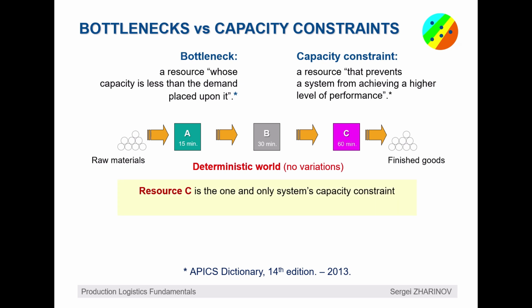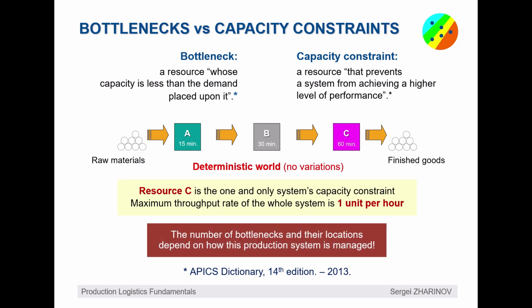Obviously, C is the only capacity constraint of this line, and maximum throughput rate of the whole system is 1 unit per hour. This is determined by the system logistics structure. But what about bottlenecks? Where and how many of these are there? It depends on how the system is managed.